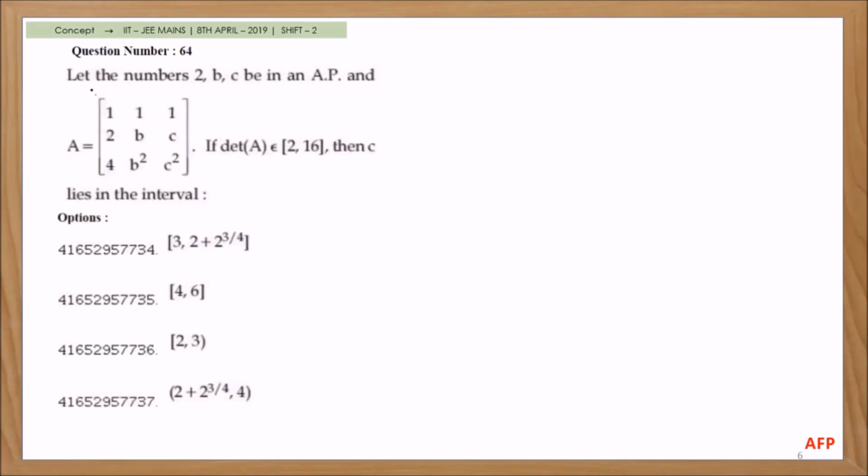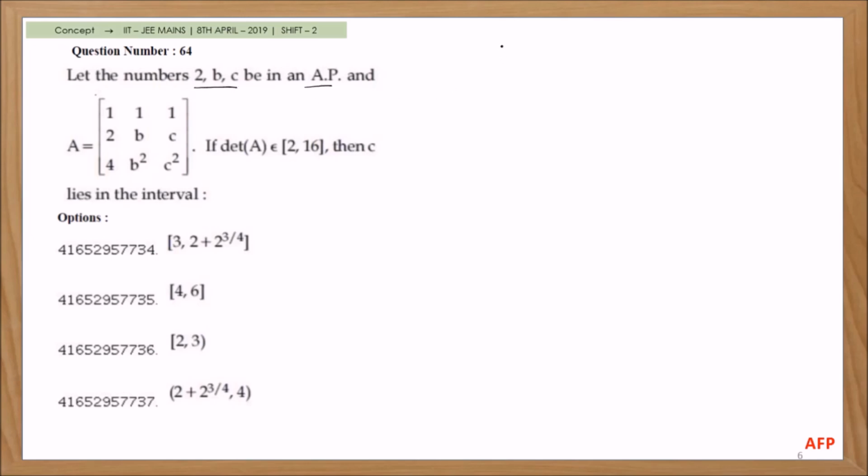Next problem. Let the numbers 2, b, c be in AP and a matrix A is given. If the determinant of A belongs to the closed interval [2, 16], then c lies in which interval? So the first concept is the AP, where 3 numbers are given.